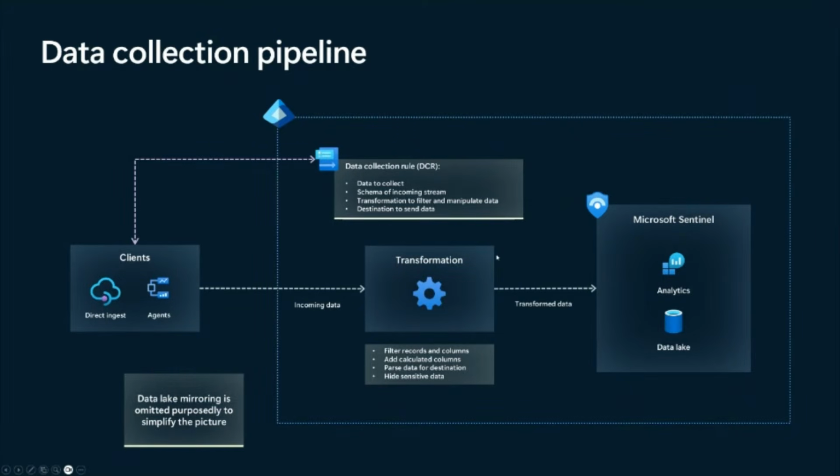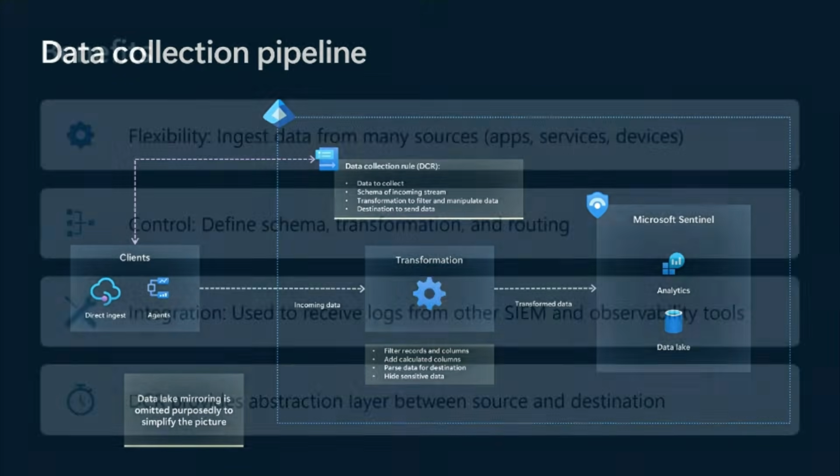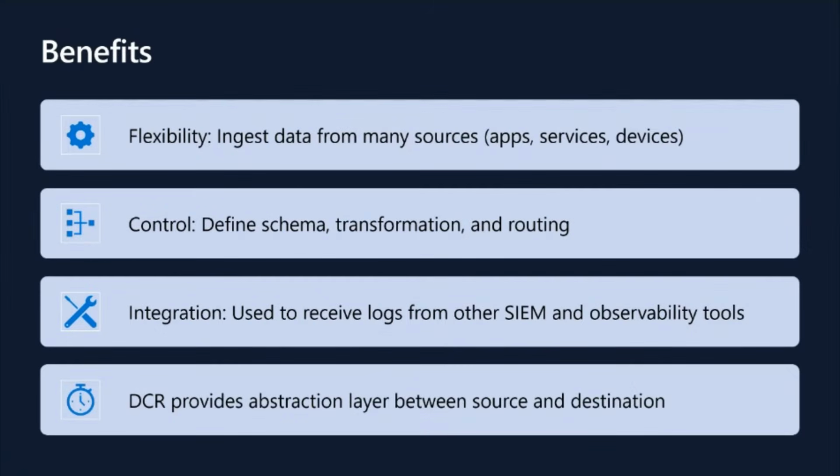So at a really high level, that's how this flow all works, and it provides a lot of benefits. So what might those benefits be? Essentially that flexibility, right? As we saw with the different log ingestion methods, we're ingesting data from a lot of different places, and we're using the same process, the same flow, to handle all that data coming in from different sources: applications, services, devices, whatnot.